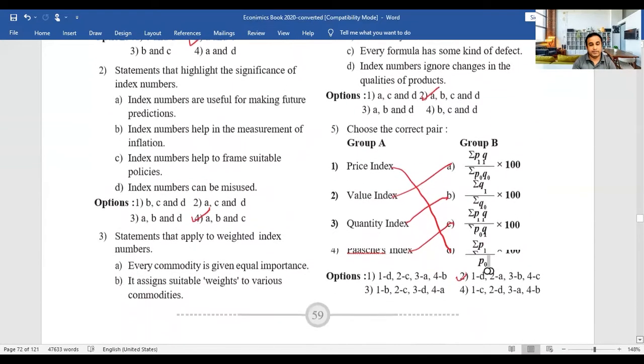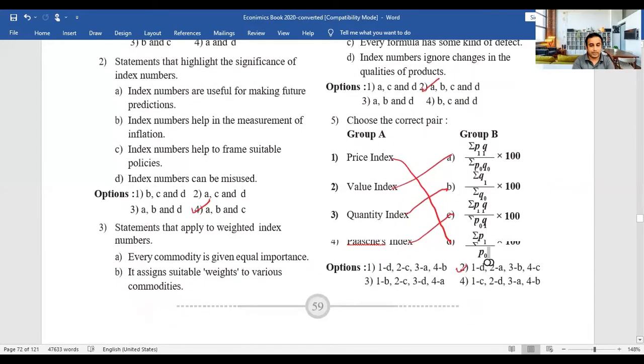Fifth question, we have to do the correct pairing. So price index is, here I will write summation P1 upon summation P0 into 100. For value index, formula is summation P1 Q1 upon summation P0 Q0. For quantity index, formula is summation Q1 upon summation Q0 into 100. And for purchase index, formula is summation P1 Q1 upon summation P0 Q1 into 100. So the right pairing is option number 2.